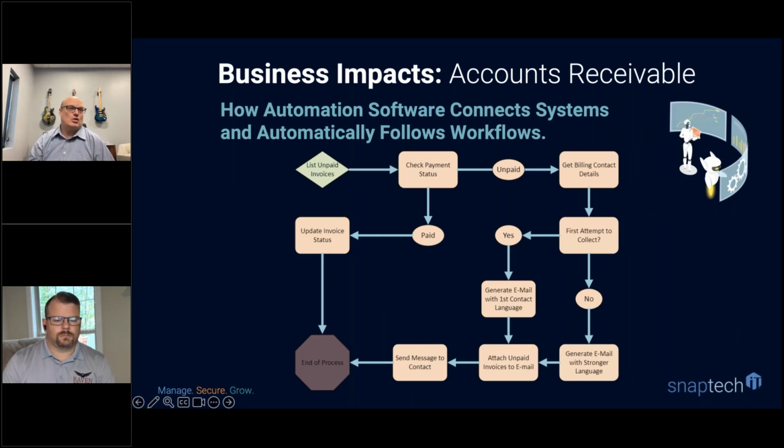So just an example of what that flow looked like for us. This is an example of how you could write down a process, say, okay, what's the first thing we do? Okay, look at your unpaid invoices, check payment status. Is it paid, updated? If it's unpaid, let's get the billing contact details. Is it our first attempt to collect? Yes. Then generate the first email. No. Okay, generate this, let's call it stronger email language. So forth, so on, as it looped through and continued through that process. And so by automating that and having connection into our accounting tools and into the contact information, we are able to automate that process.